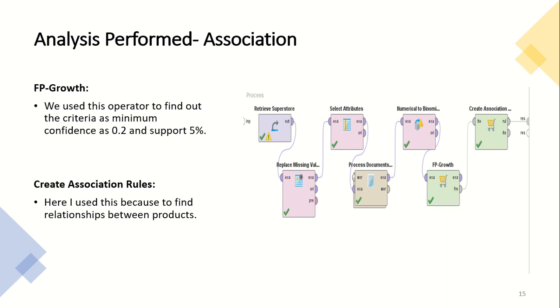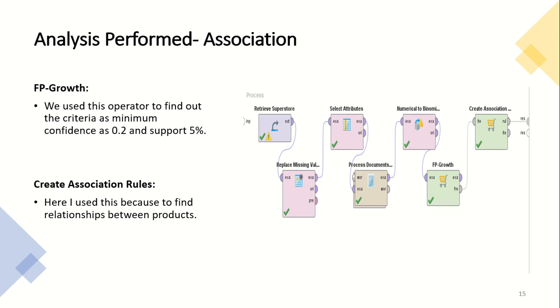And the second data mining technique I have performed is association. So here, up to process documents, it is similar. From there we need to change the numerical to binomial to perform the association analysis. After that we need to perform two steps differently. That is FP-Growth and create association rules. FP-Growth helps to filter the minimum criteria, such as confidence of 0.2 and support of 5%.